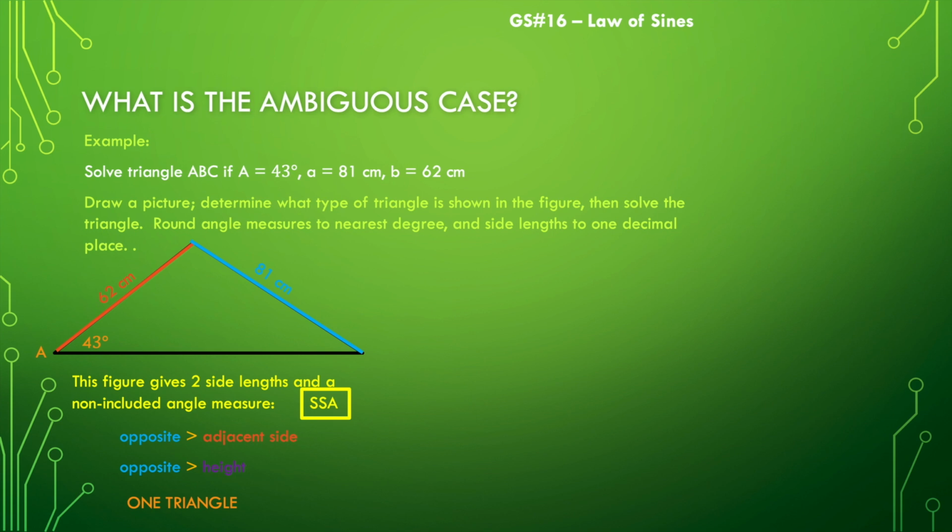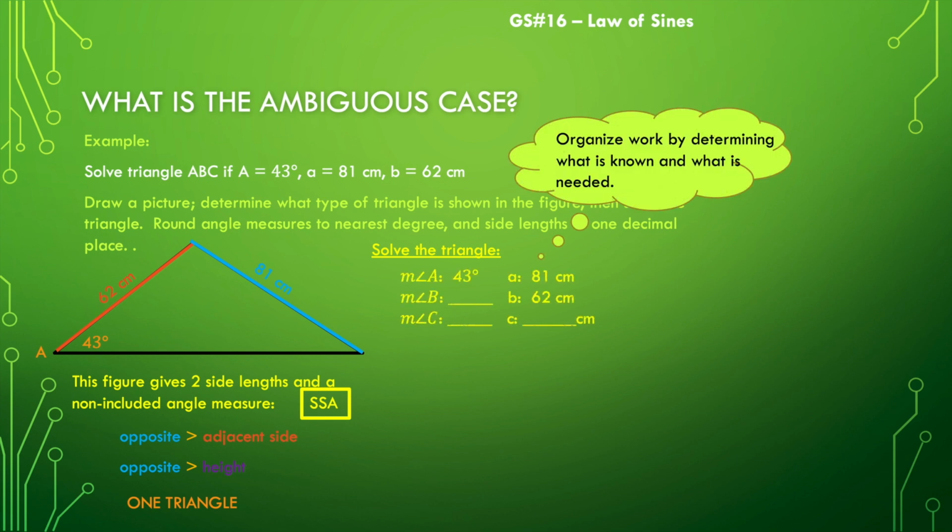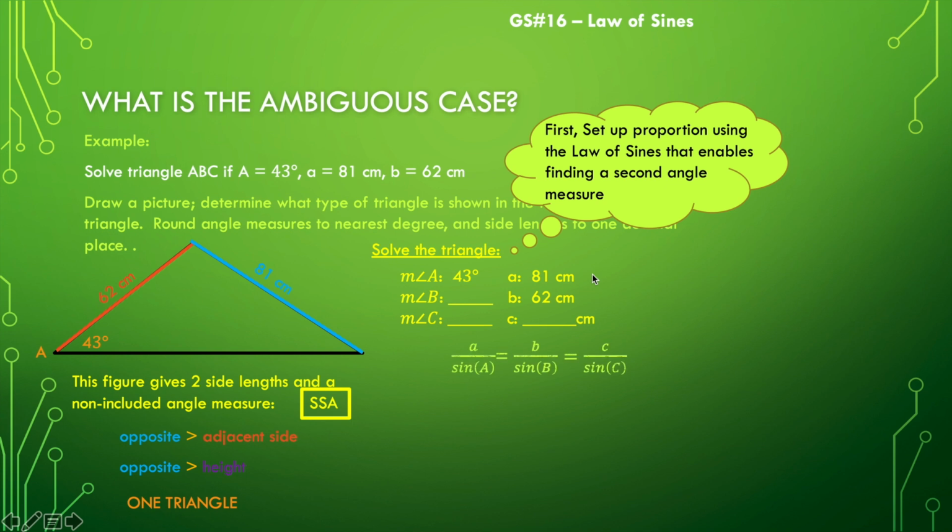So I'm going to start like I did before by organizing my work. What do I have and what do I need? I notice right away that in this case, I have a pair, the measure of angle A and side length a, but I've got nothing in C. So I am going to set up my proportion, but I'm going to concentrate first on the measure of angle B. Here's my proportion for the law of sines, and I'm going to substitute in everything I know. Now I'm going to concentrate on the left piece and the middle piece. So I'm going to use this proportion and solve for the measure of angle B.